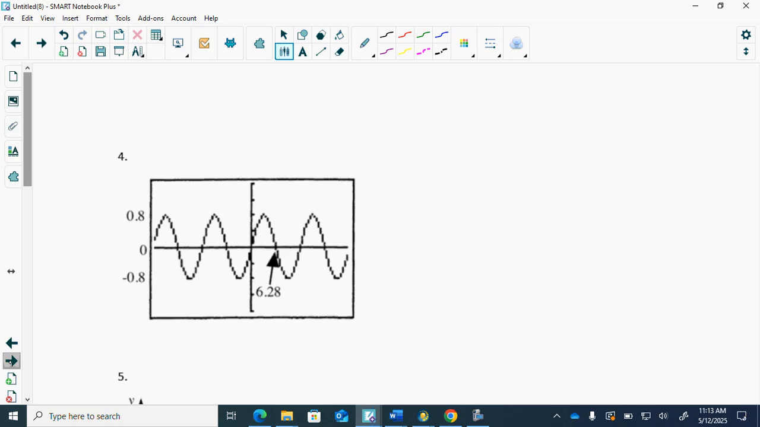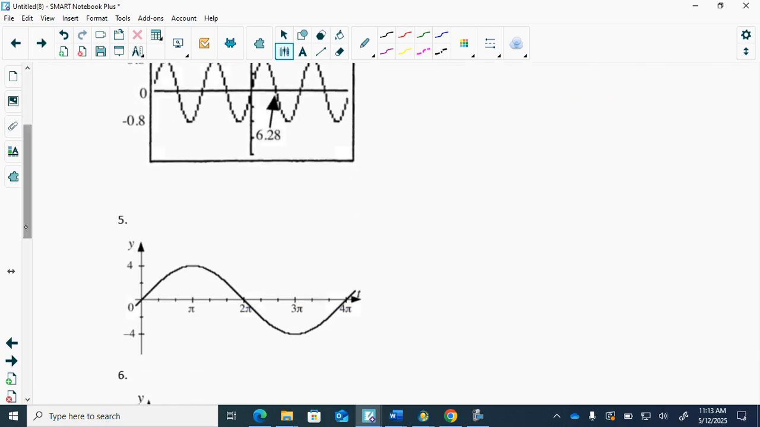Number 4. The lowest it goes to is negative 0.8, the highest it goes to is 0.8. So my amplitude equals the absolute value of 0.8 minus negative 0.8, divided by 2, which is 0.8.